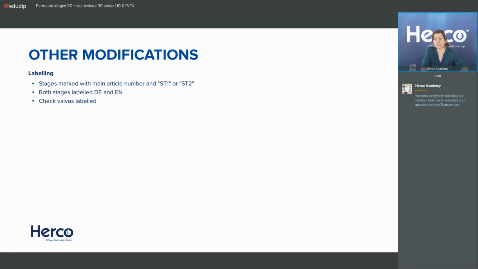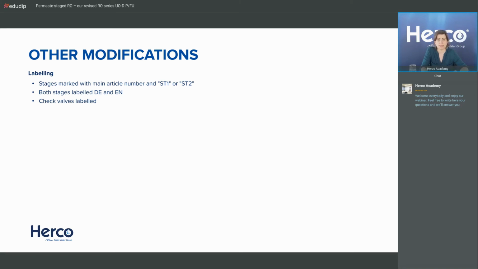What other modifications have we done? You have seen the labeling. So we have stage 1 and stage 2. Both of the stages are labeled in German and English. That's because we use the first stage also as the fast track units, so they are pre-produced anyway in a lot of cases. And these are always labeled in German and English, so they can be shipped to all the countries.